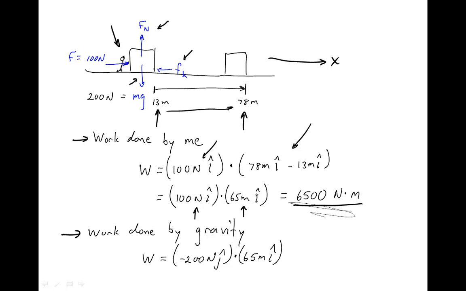i dot i is equal to 1, so this is not i hat. There's no vector quantity there. Work is a scalar quantity, but it's 6,500 newton meters.